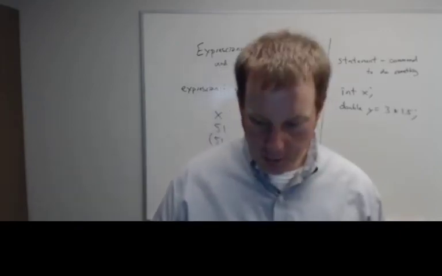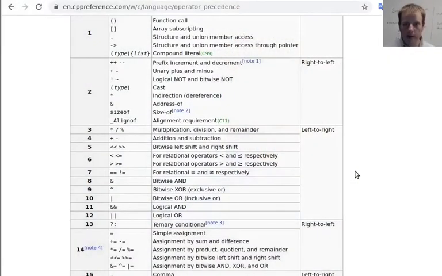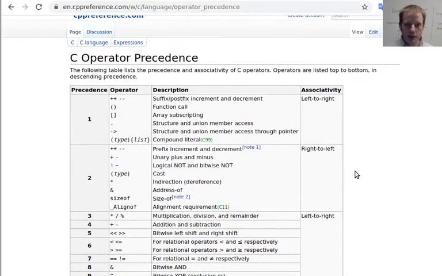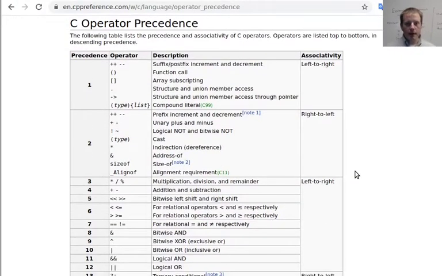Okay, the other thing that we want to talk about is precedence and associativity. So if you look in the notes about this, you'll see a link to this page on cppreference.com.